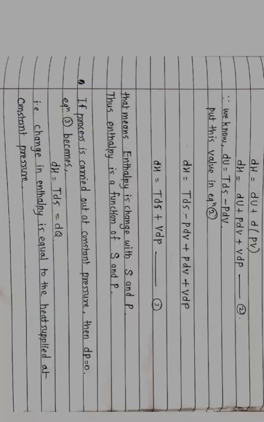If the process is carried out at constant pressure, then dP is equal to 0. Constant pressure means the value of dP is equal to 0. Then equation 3 becomes dH is equal to only TdS, and TdS is nothing but dQ. That is, the change in enthalpy is equal to the heat supplied at constant pressure. Means at constant pressure the enthalpy change is equal to the heat supplied. Okay.